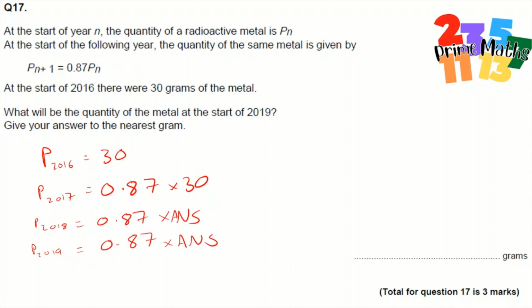Keep that value in your calculator rather than rounding it. We should have an answer of 19.755. This could be 20. They would also accept 19, as there's only 19 grams left.